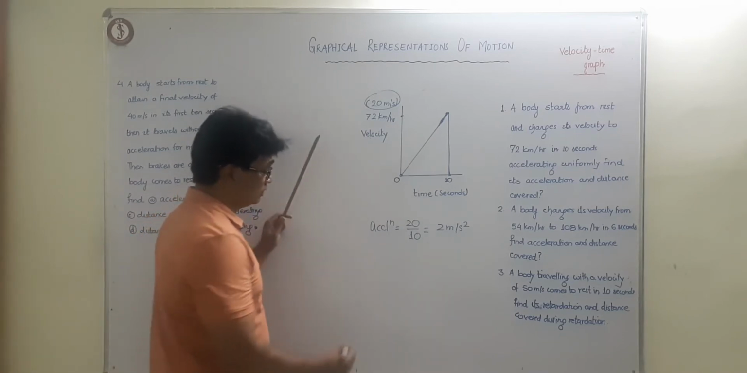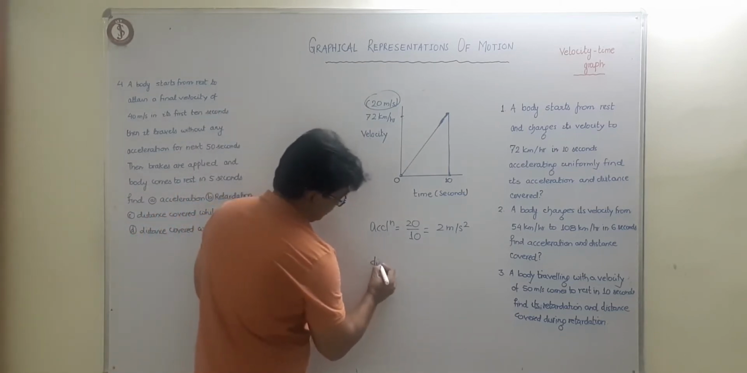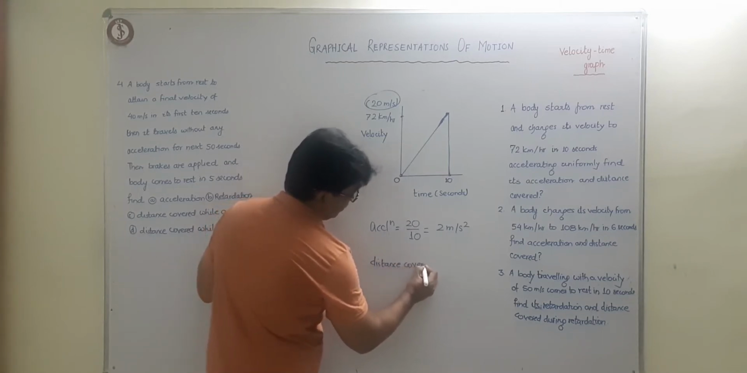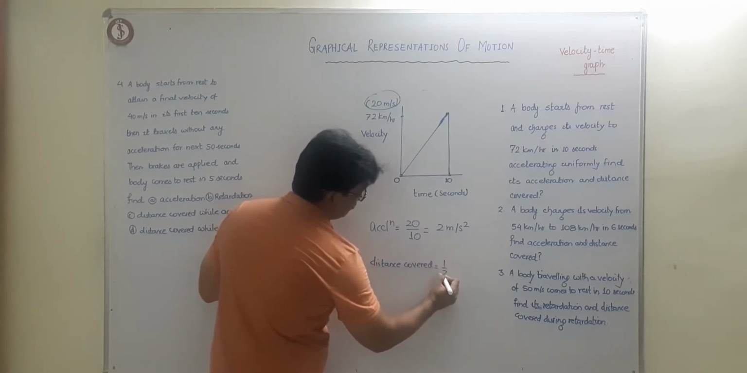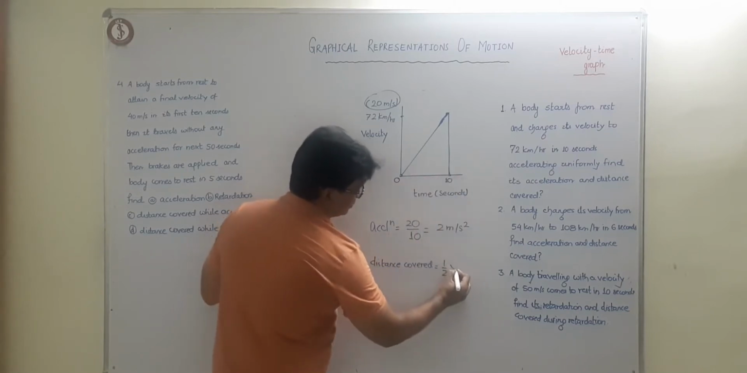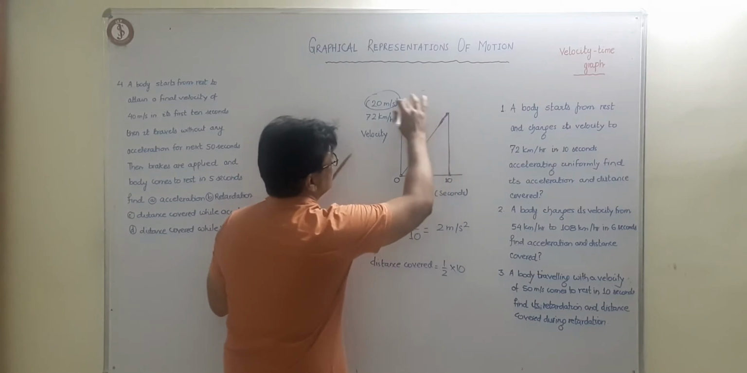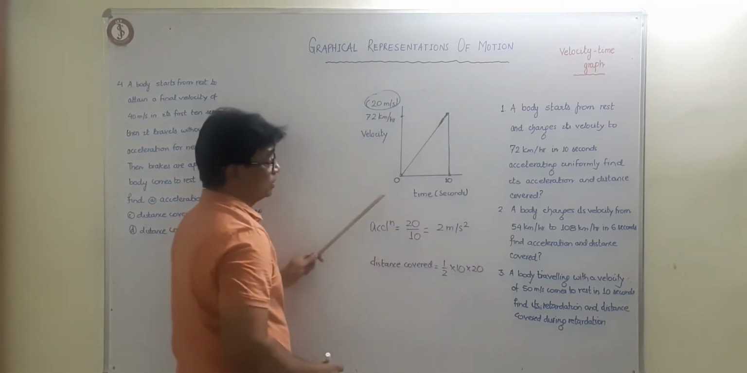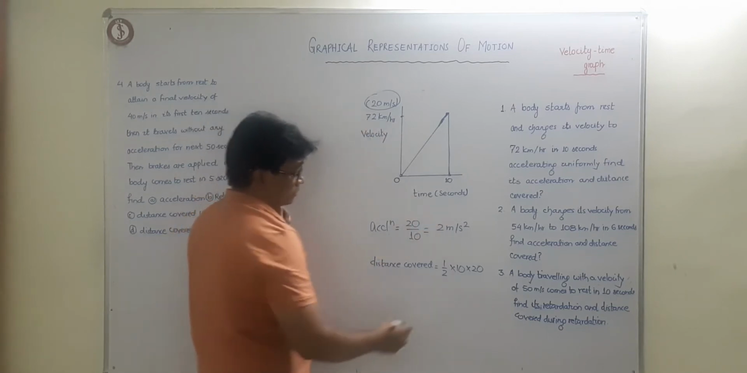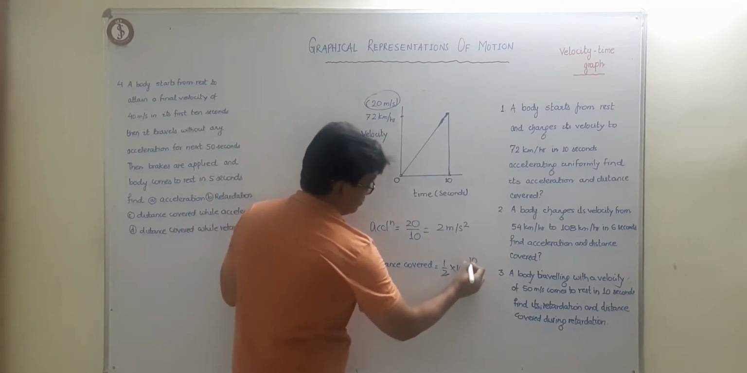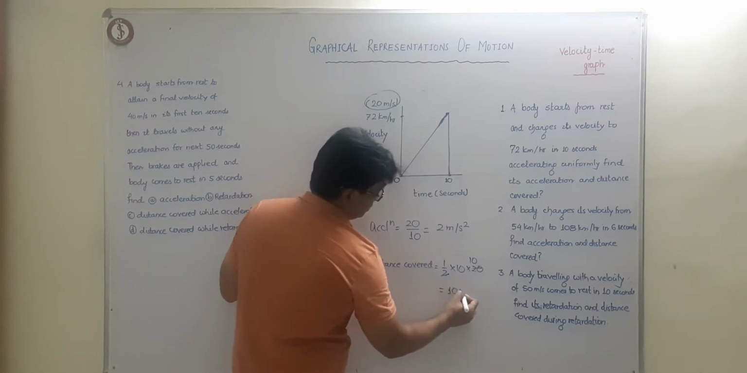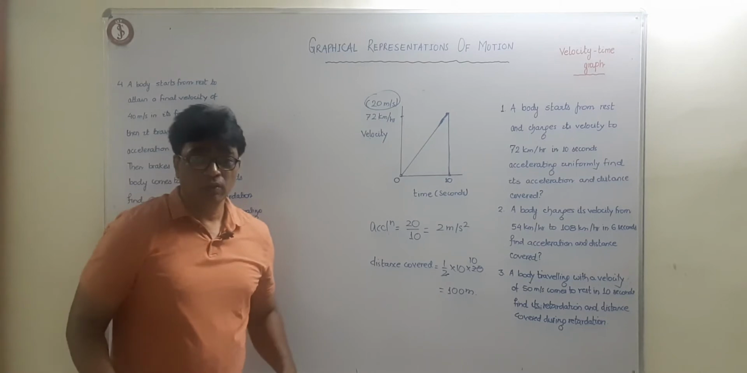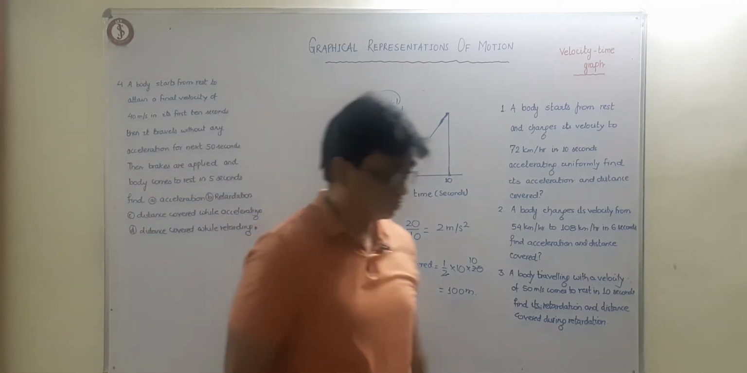Now distance covered is very simple: area of the graph. So distance covered is the area of the graph, that means half into base 10 into height 20. Sometimes you will forget to change the unit, that's not good. Time is in seconds, so we should have meter per second. So that means it has gone 100 meters. So this is the first question finished. Now let us go for the second question.